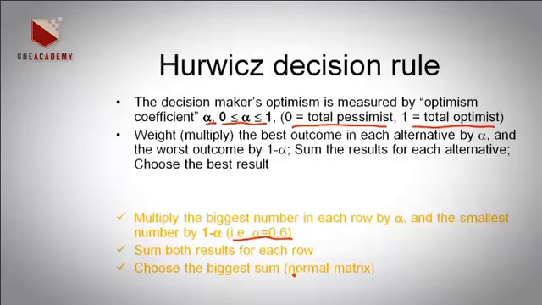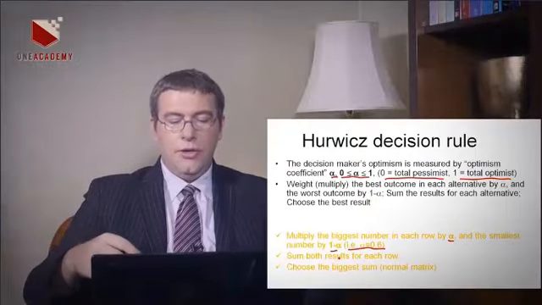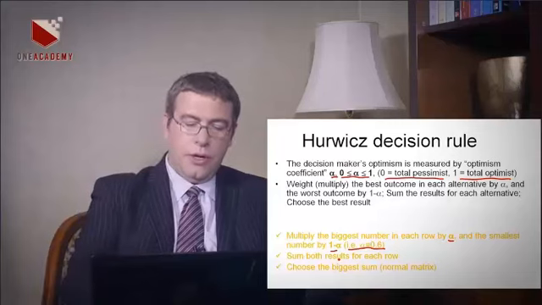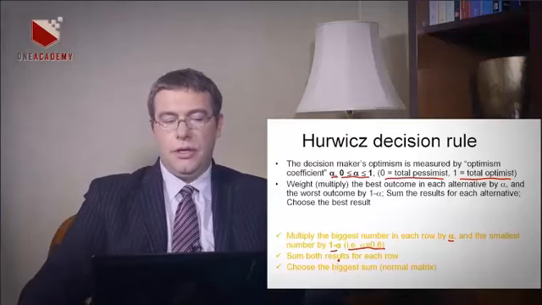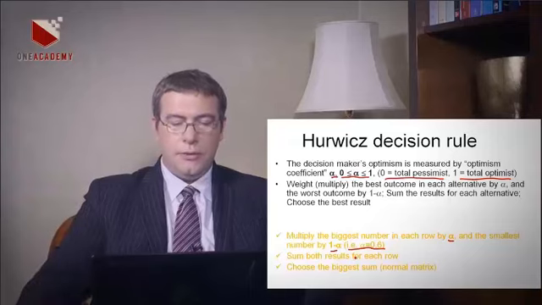So what we're going to do is multiply the biggest number of each row by alpha, which is 0.6, and the smallest number of each row by 1 minus alpha, which is 0.4. And sum both results for each row, and choose the biggest sum, because we are in a normal matrix. If it was an inverse matrix, we would have chosen the otherwise.